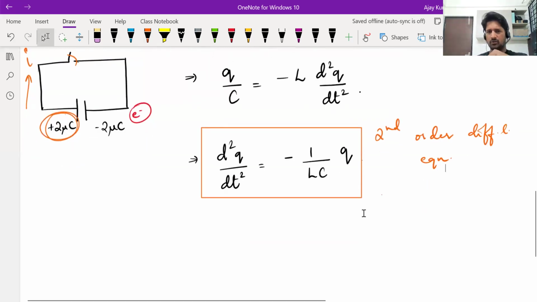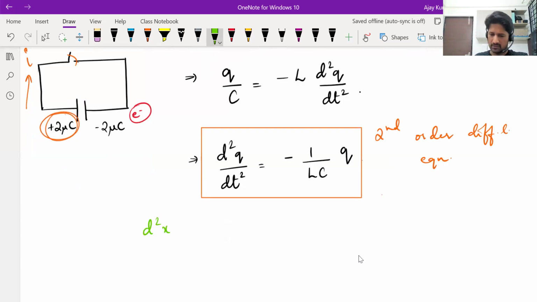Okay. Do any of you know how to solve such equations? I don't know if you have second order differential equations in your syllabus or not, but do you know how to solve this? d square y by dx square is equal to minus some constant into x. Can you solve this equation? Okay, I'll just give you a quick review.